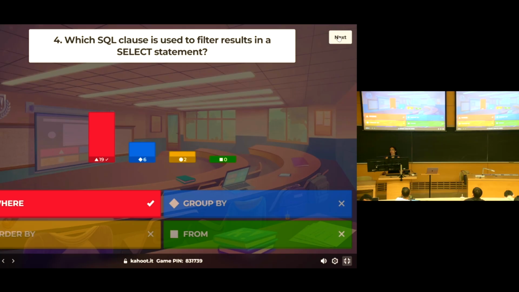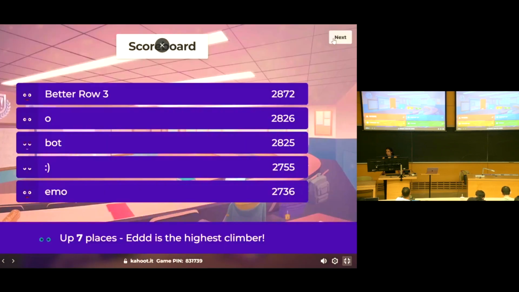For example, you want to just see those students whose grade is greater than, for example, 90, right? You will not see students who received lower than 90, but only filtering results based on this condition.